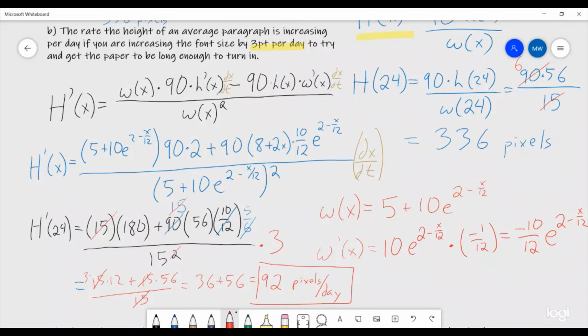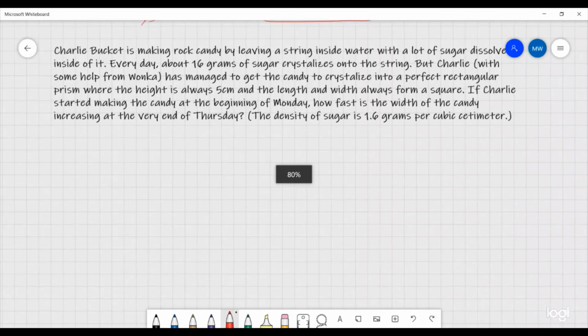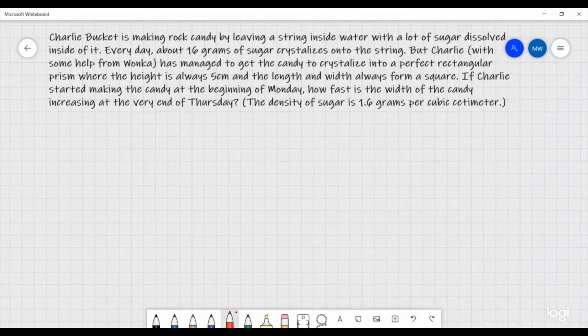So let's now do the second problem that I have prepared. We have a problem involving Charlie Bucket.